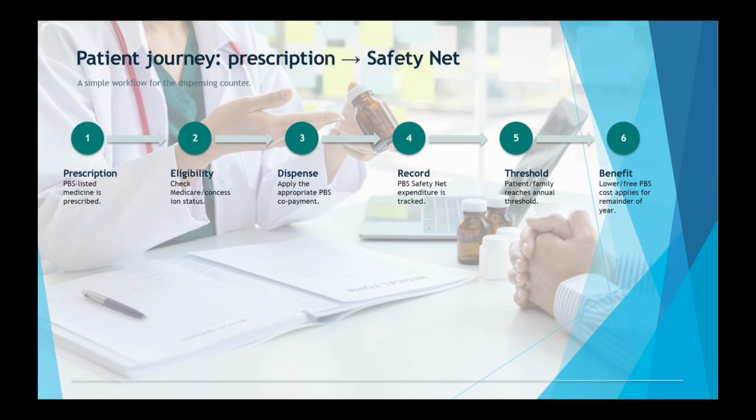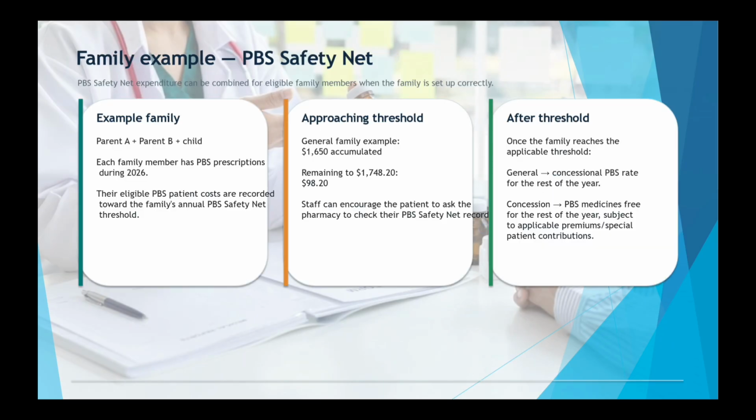This is the chart, how it works. And there is the family example. I have already explained that one. Like parent A, parent B and child, each family member has PBS prescriptions during 2026. Their eligible PBS patient costs are recorded towards the family's annual PBS safety net threshold. As I mentioned, they all will be added. And the same goes for the general patient, the general family example: 1650 accumulated, with 98.20 remaining.